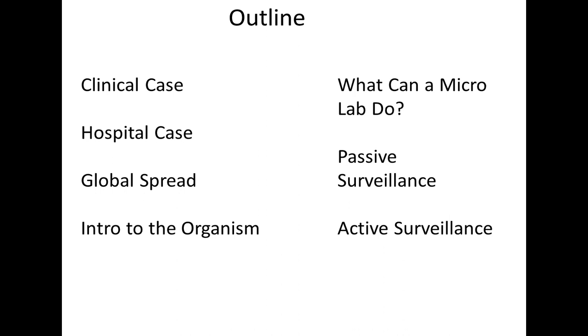Then I'm going to move into the microbiology and really talk about an introduction to the organism, talk about how we identify the organism, what it looks like on the plate, what susceptibility testing results look like for Candida auris, and then what the microbiology laboratory can do to help stem this global outbreak. And this is going to include concepts of passive surveillance, or things that are going to be done in the laboratory, or active surveillance, which is really key around how you can appropriately screen patients who are colonized for this organism.